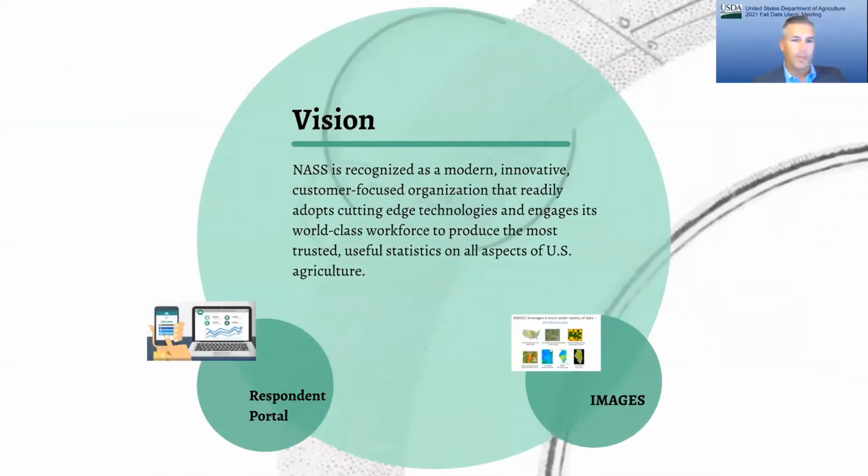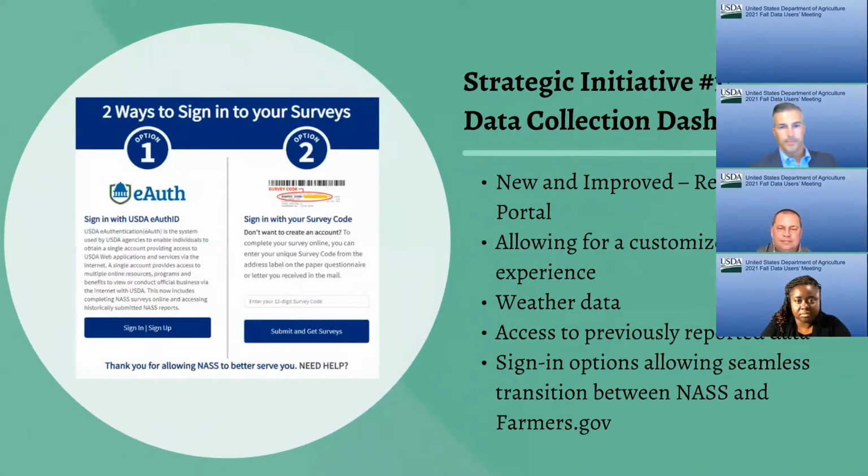NASS has a vision to be recognized as a modern, innovative, customer-focused organization that readily adapts cutting-edge technology, engages its world-class workforce to produce the most trusted and useful statistics on all aspects of U.S. agriculture. To accomplish this, a few strategic initiatives have been identified. One is creating a data collection dashboard. This new and improved respondent portal offers a customized experience. It will provide access to weather data, previously reported data, and sign-in options allowing seamless transitions between NASS and other USDA websites.